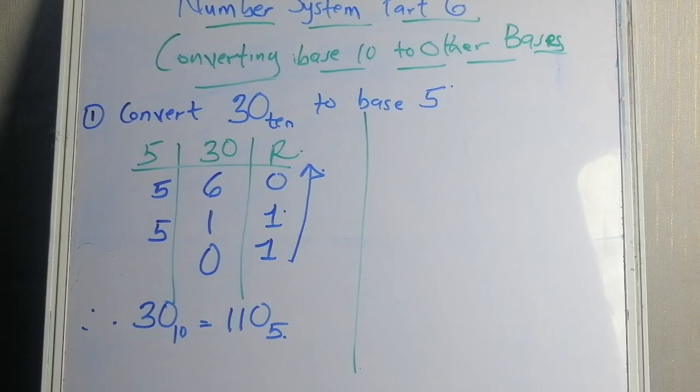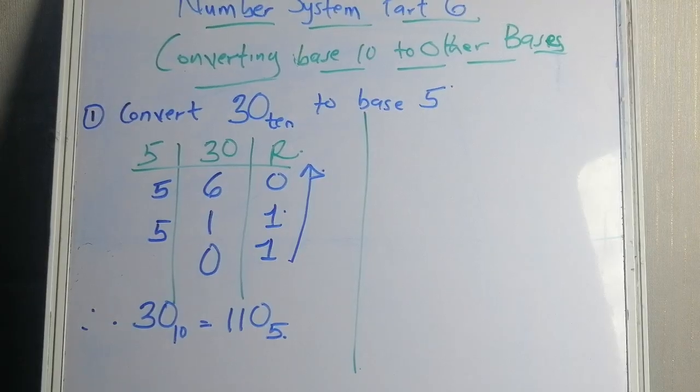So it's not compulsory that it's going to be base 5. We could say base 6, base 4, or base 3. That is, convert 30 base 10 to base 3, or convert 30 base 10 to base 4, or convert 30 base 10 to base 7. So just follow the same procedure.